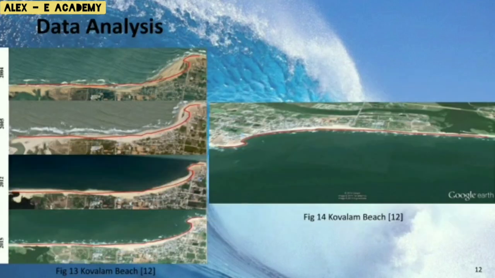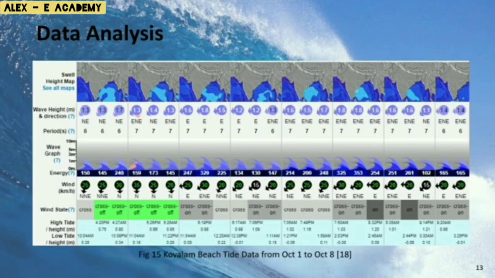The area near Kovalam has been selected for the construction of seawall because of the gradual erosion along the coast. Comparing the shoreline of Kovalam from 2004 to 2015, a great extent of land has been eroded. Since recurved seawalls protect the area from eroding, it is more efficient to construct a recurved seawall. As you see on the tide chart, this data is collected from October 1st to October 8th of this year.